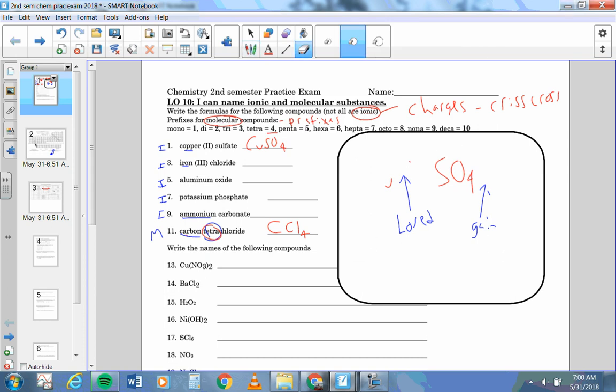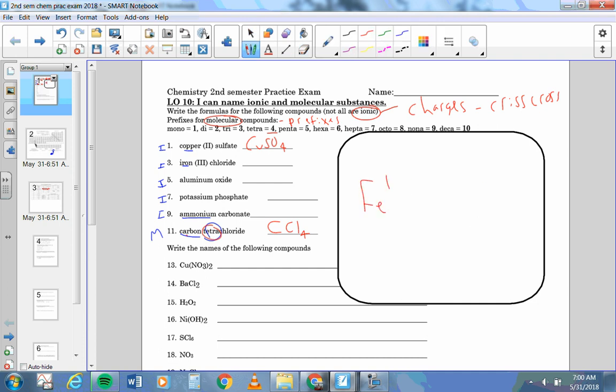Iron 3 chloride. Same drill. That Roman numeral for iron tells me it's got a +3 charge. Chloride only makes -1 charges. Here it's going to take 3 chlorines to balance off just one iron, FeCl3. Notice it does not have 3 irons. Iron 3 refers to the charge.